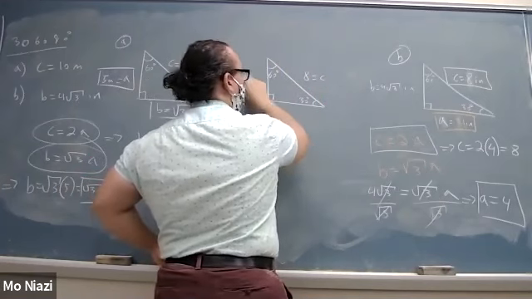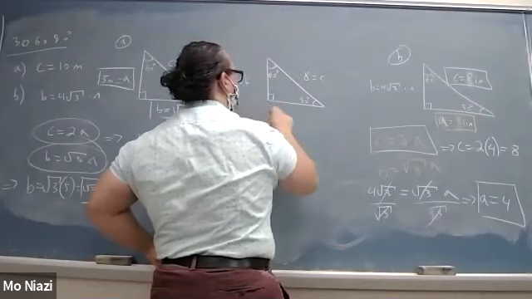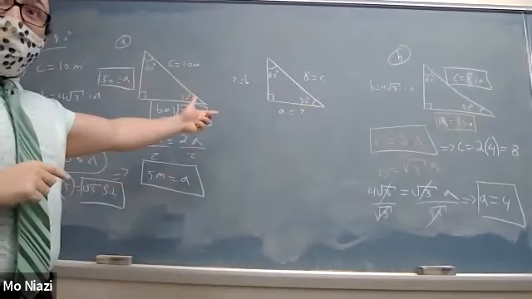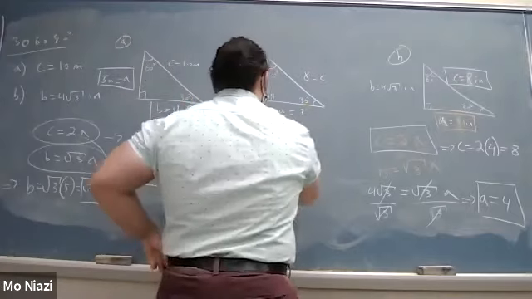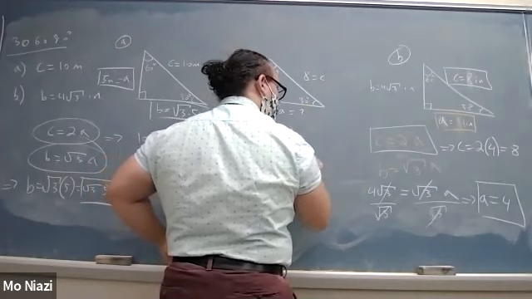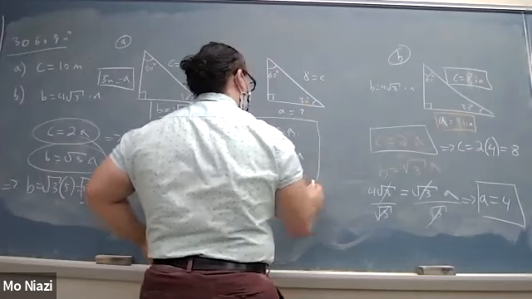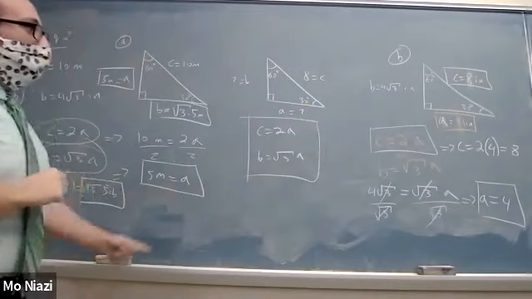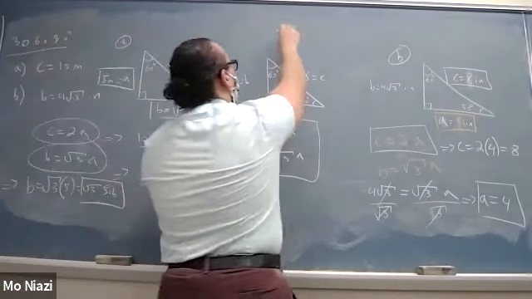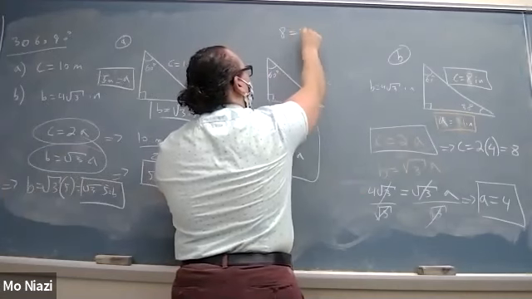Here's C, here's B, we don't know it. Here's A, we don't know it. But we do know, like you said, it's a 30, 60, 90 triangle. So C is equal to 2A is true, and B is equal to square root of 3A is true. These equations hold, don't they? You can replace that with what? With A. Is equal to 2A, right?